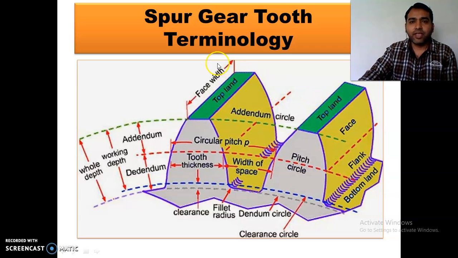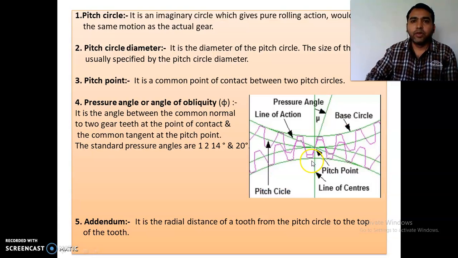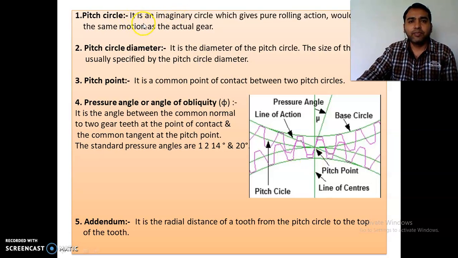First, Spur Gear Tooth Terminology. In this figure, this is the spur gear tooth. Over this tooth, there are different areas having some names. So today in this video, we will discuss the definitions of all the names of tooth terminology. So now first, pitch circle.